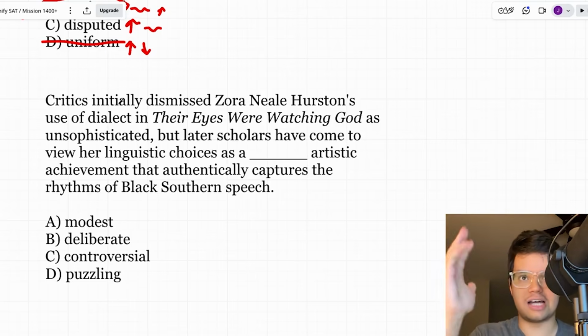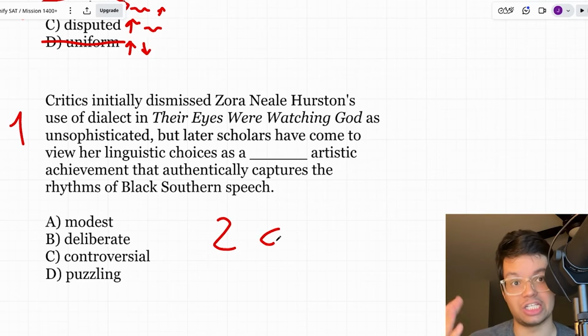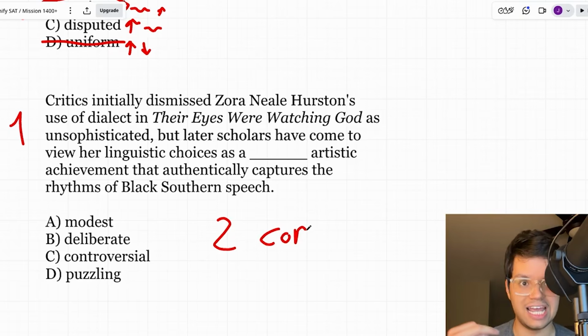So they initially thought that the dialect she used in the story was pointless, like it wasn't really helping anything. It just made the story more lackluster. But in actuality, they realized it had artistic value, that it was actually trying to capture what life was like for Black people in the South at that time. As for my prediction, I would say it's a conscious idea, like she specifically wanted to do this, and it was part of the intention.